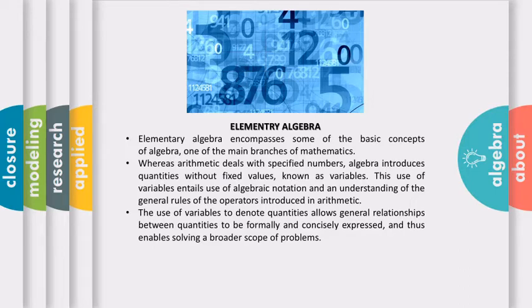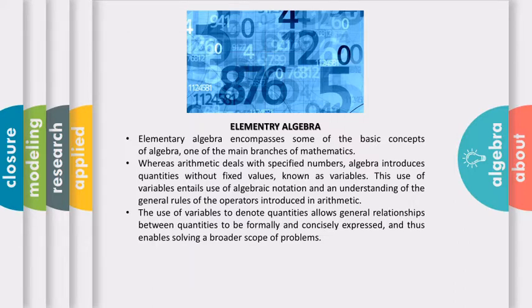It begins in secondary school, and when you are in secondary school you have the elementary algebra part. Before that you were learning about arithmetic. Arithmetic deals with specified numbers. It means it deals with a number which has a fixed value. But what algebra has done, algebra has its unique property.